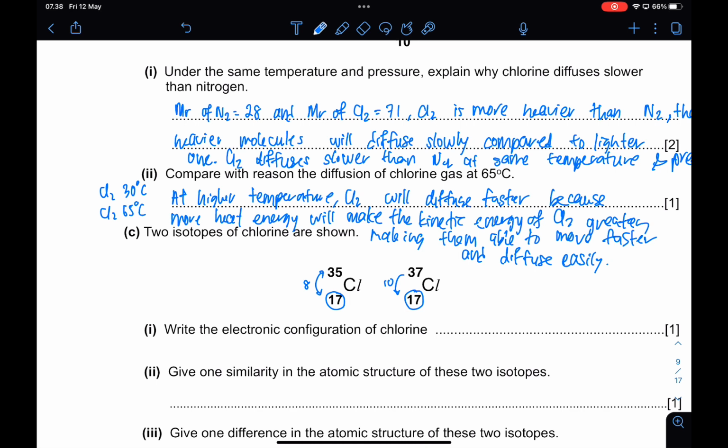Or you can say same number of protons but different mass. That is going to be another way to put it as well.